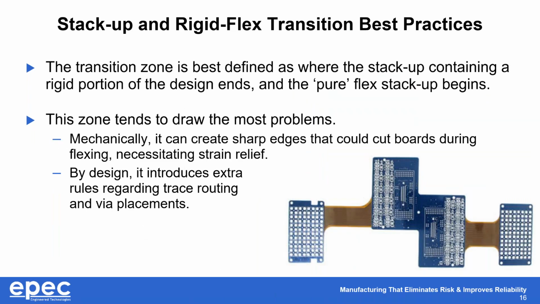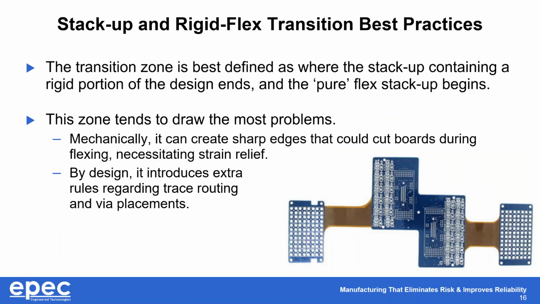So the transition zone is the area defined where the rigid portion of the design ends and the pure, quote unquote, flat flex stack up begins, or vice versa. And this zone is actually where most problems end up being derived. Earlier, I pointed out strain relief needed to prevent it from bending back. So that's the mechanical challenges you may run into in those areas, where it may have sharp edges, it may crease against that if it's bent, so you'll need strain relief almost always in a rigid flex design.